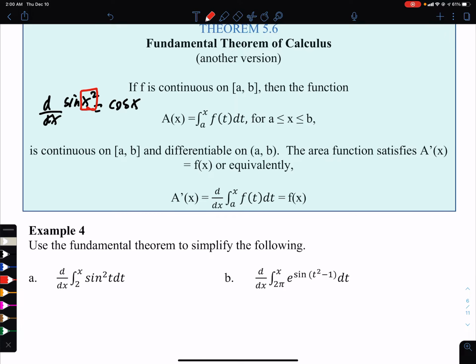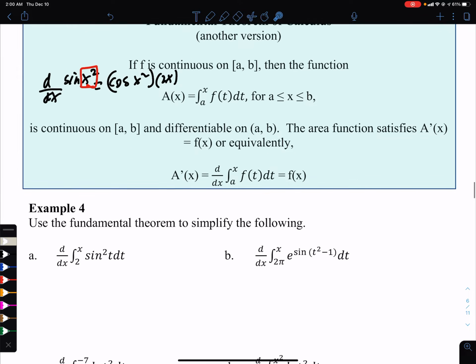So be aware of that. What would that be? Chain rule, what's the sine of box? It's going to be cosine of box, and then you have to multiply by the derivative of the box. So you have to use chain rule when that is not matched up with the x. And we're going to see that happen here very shortly.